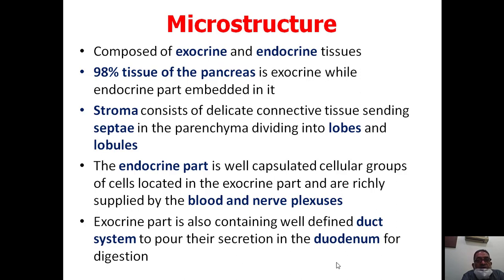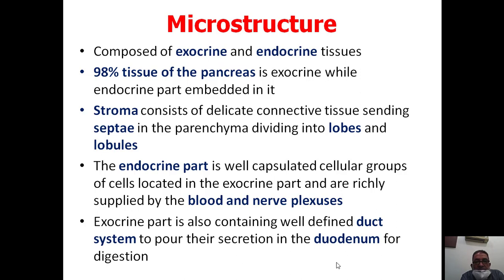So इन दोनों में difference आपको well known होना चाहिए. 98% tissue of the pancreas is exocrine portion, while the rest is the endocrine part. Stroma consists of delicate connective tissue, sending septa into the parenchyma, dividing it into lobes and lobules. So stroma जो है, it consists of delicate connective tissue coming from the capsule of the pancreas, sending multiple septa and dividing the parenchyma into lobes and lobules.